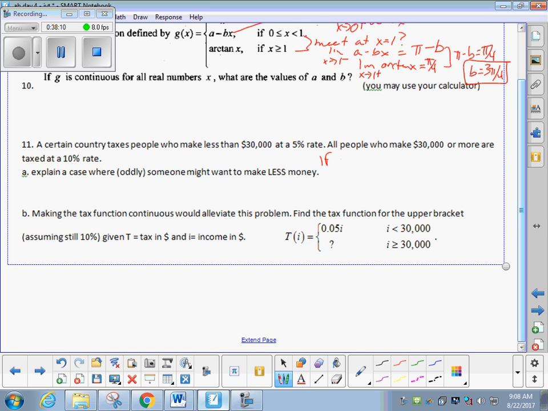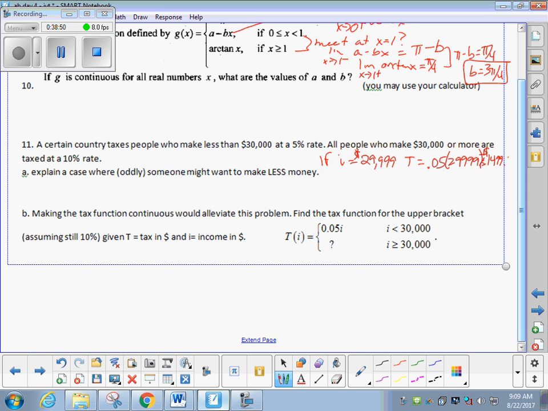If your income is $29,999, then what's the tax you pay? It's less than 30,000, so what percent tax do you pay? 5%. So you're going to pay 5% on what you make, and that is probably about $1,500 just shy, yeah? Maybe $1,499 or something like that, 0.95. Are you with me? I think it's something like that. I'll just say that, okay?